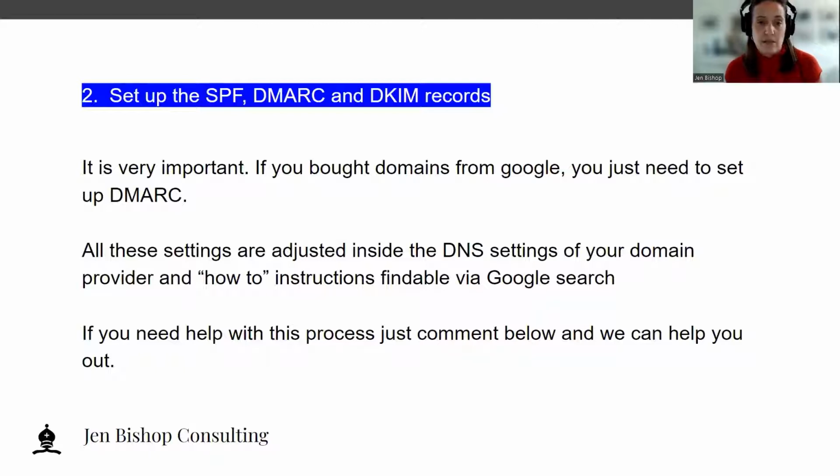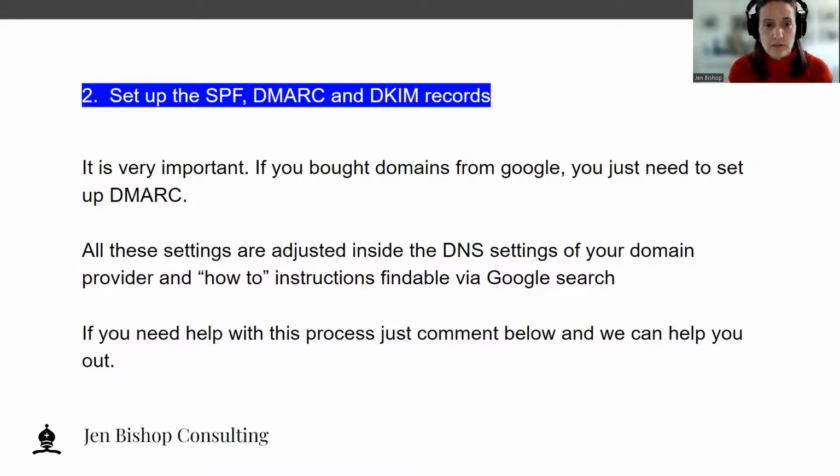The next step is to make sure you set up some technicalities of your new inbox. So the SPF, DMARC, and DKIM records. Another reason to go with Google is that two of those are already set up for you. The SPF and DKIM records are auto set up, and you only need to do the DMARC settings. However, if you do need to set up all three, they're just inside the DNS settings of your domain provider.